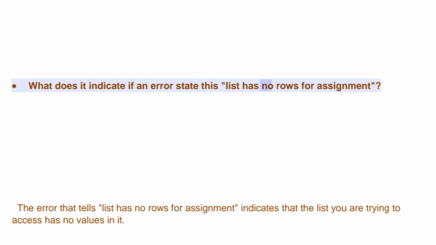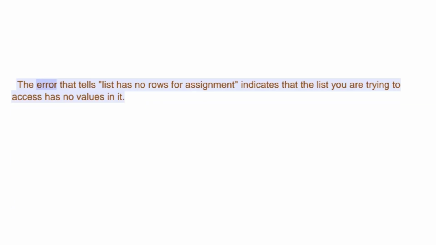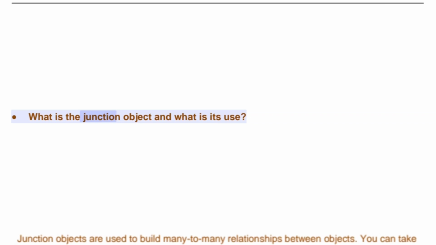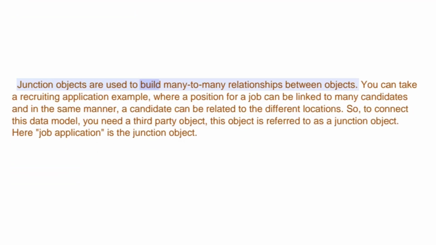What does it indicate if an error states this list has no rows for assignment? The error that tells list has no rows for assignment indicates that the list you are trying to access has no values in it.